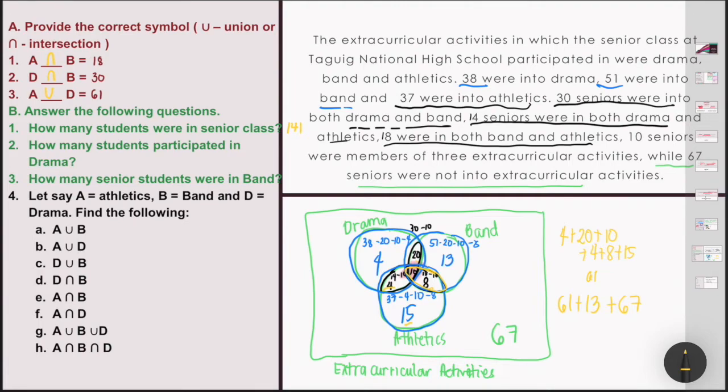Next, number 2. How many students participated in drama? For drama, you have to check the circle of the drama and add all the numbers in it. You have 4 plus 20 plus 10 plus 4. And you have 38 students who participated in drama. Also, the next question, how many senior students were in band? Again, check the circle of the band and add all the numbers. So we have 13 plus 20 plus 10 plus 8. And we have 51. So we have 51 students in band.